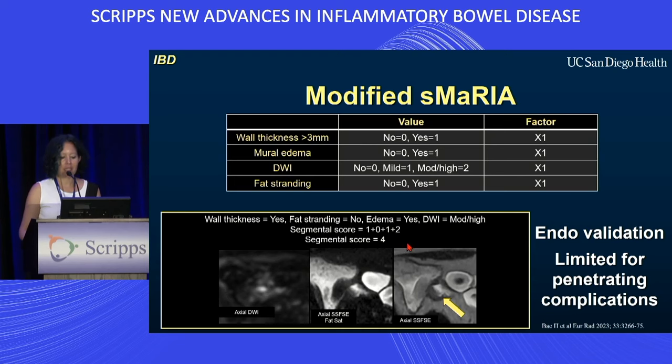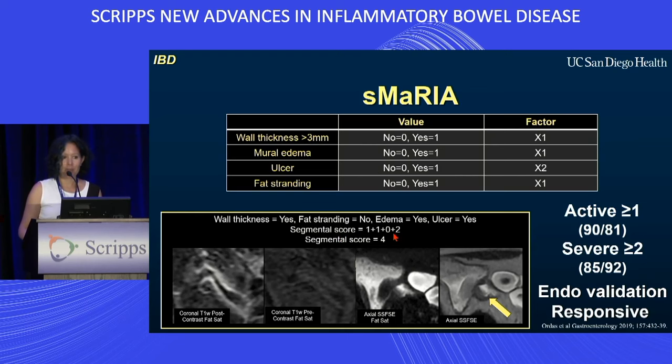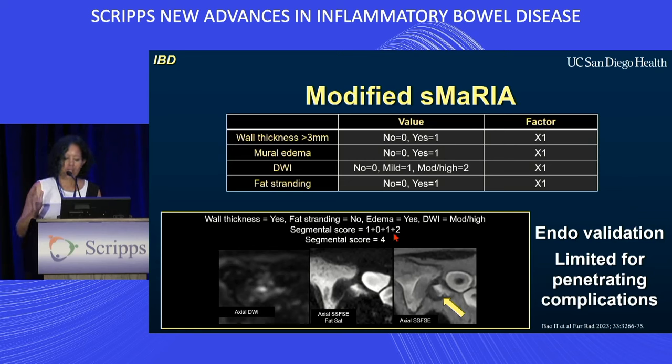This guy gets a segmental score of 4, which is the exact same segmental score we got with the S-Maria in this exact same segment of bowel. So whether you want to use diffusion-weighted imaging, perhaps particularly for those patients that maybe can't get intravenous contrast, that certainly would be a tool for your armamentarium.